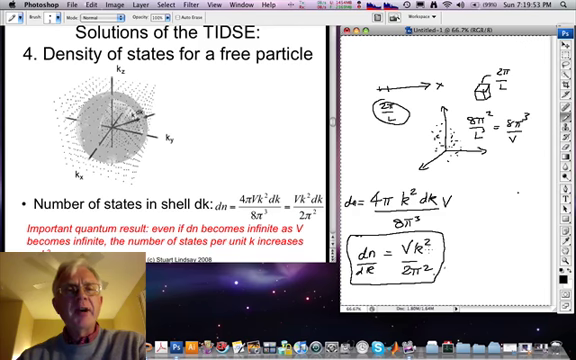In the book you will find similar results derived for 2 and 1 dimension. Please go look at them, we'll use them, and you'll see that the V or the A in 2 dimensions or the L in 1 dimension will drop out of the final calculated quantities.